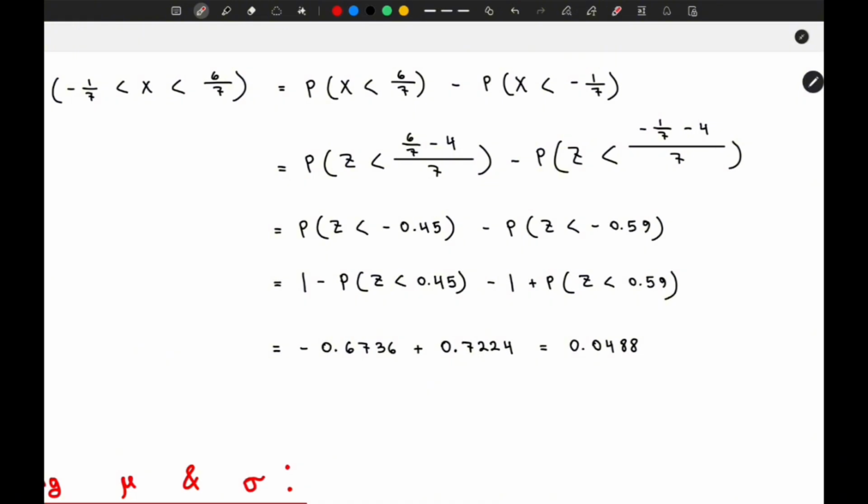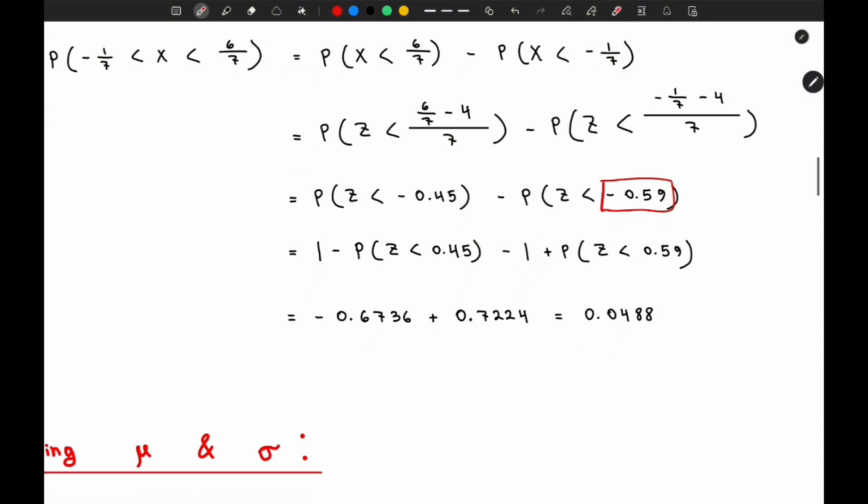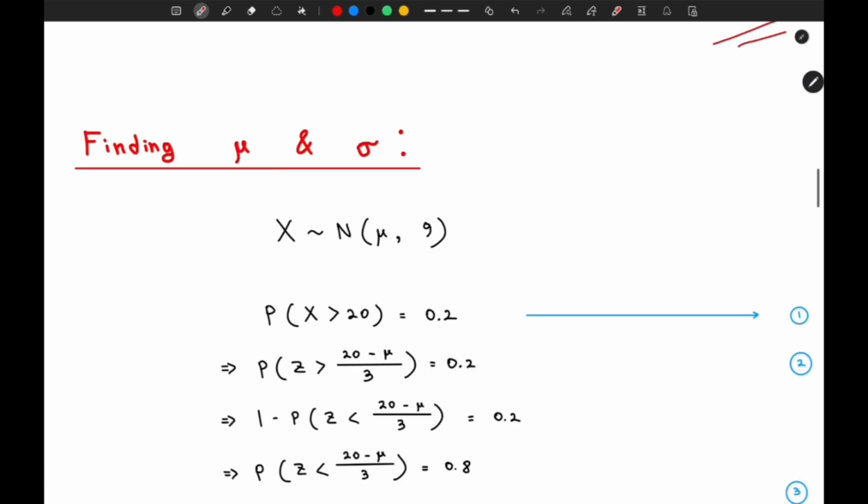So if you want to make these values positive, you can use the formula I have shown in the previous part. So the final answer is 0.0488.